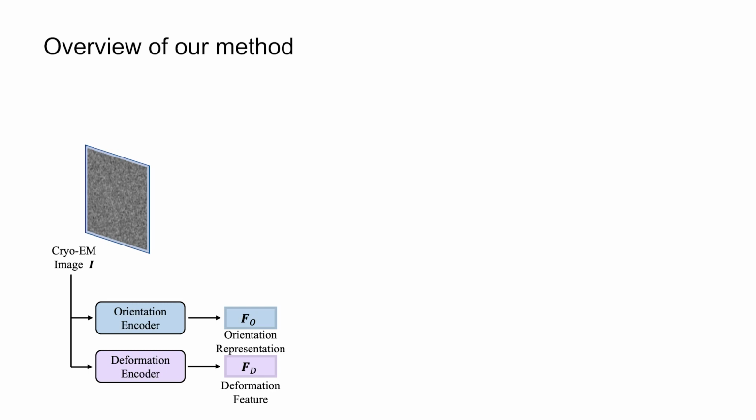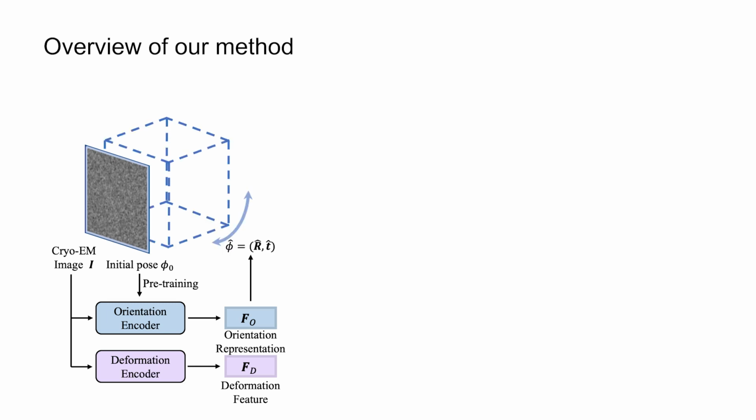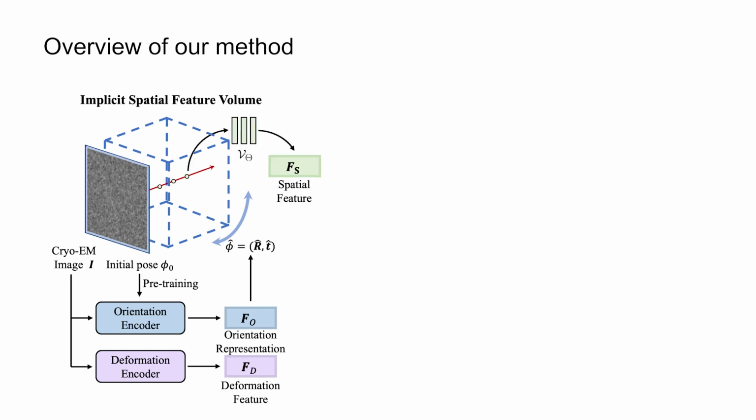Given an input image, our orientation encoder and deformation encoder first extract orientation representations and deformation features. We use pre-computed pose estimations to pre-train the orientation encoder. We convert the orientation representation into a pose estimation, and transformed coordinates are fed into our implicit neural spatial feature volume to produce a spatial feature.